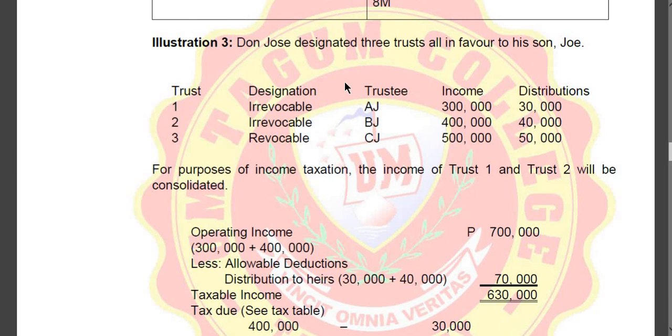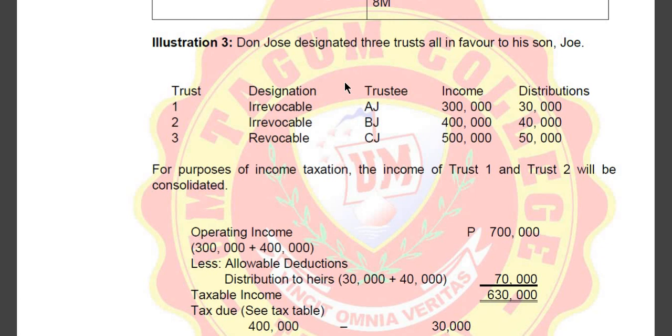Now, let's discuss the consolidation, or what will happen when a consolidated income tax return for trusts is filed. In this discussion, we will apply the rules on how to apportion the consolidated income tax to each trust.